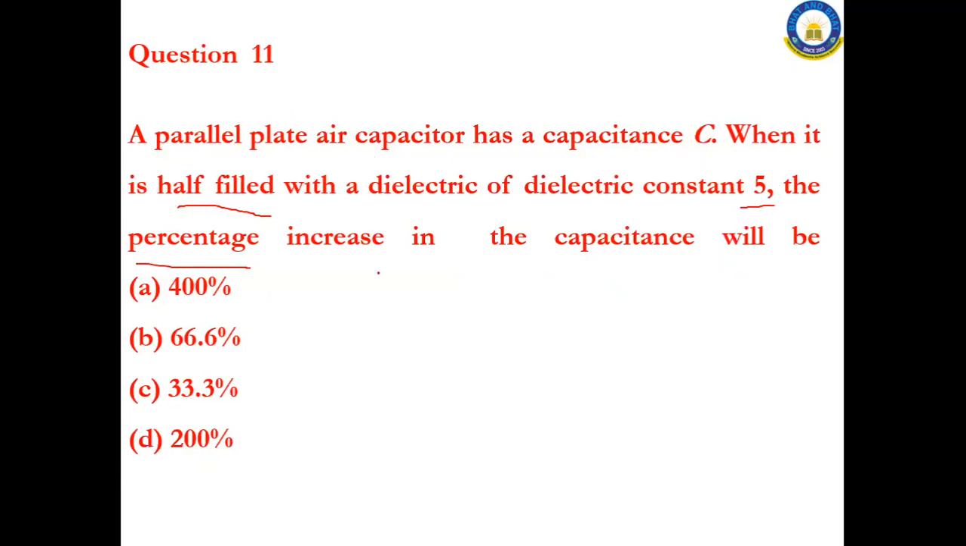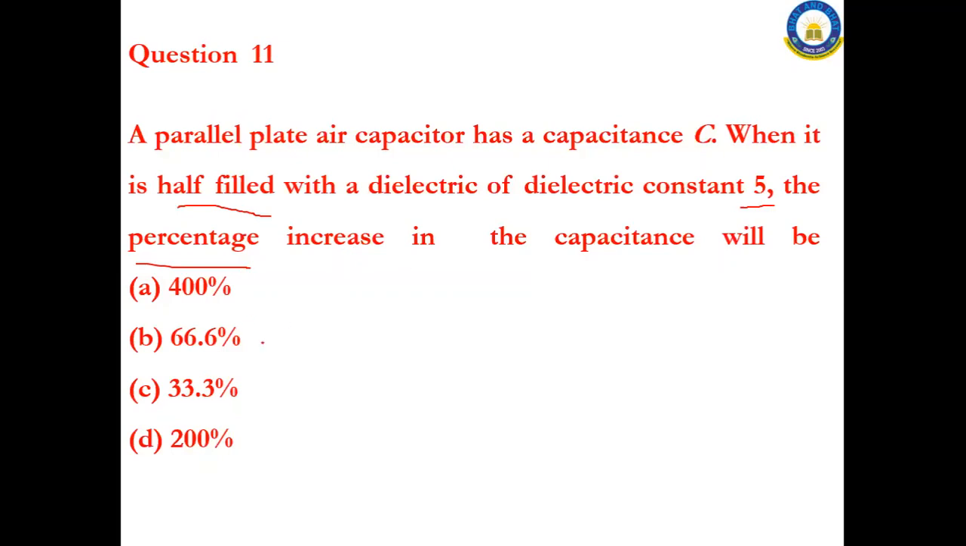Understand the question properly. A parallel plate air capacitor has a capacitance C, means that there is air in between the plates of the capacitor. Now it is half filled with another dielectric of dielectric constant phi. Means only half part of the distance between them is filled with dielectric. The other half will remain as it is. So percentage increase in the capacitance means now the capacitance will change, right? So what will be the percentage change in that? That you need to calculate.